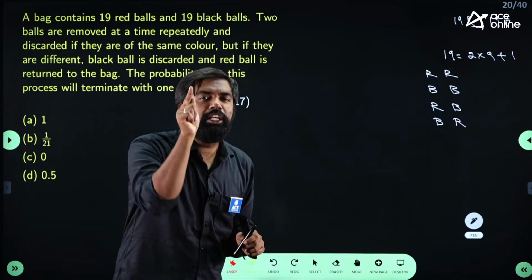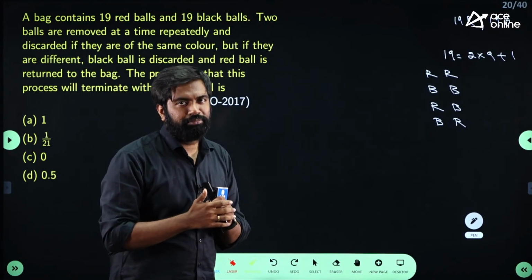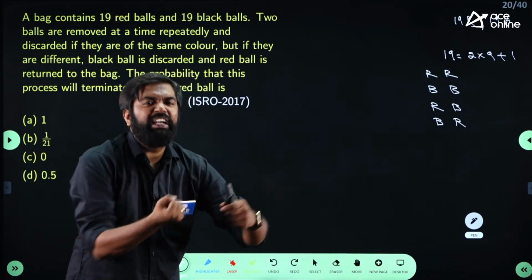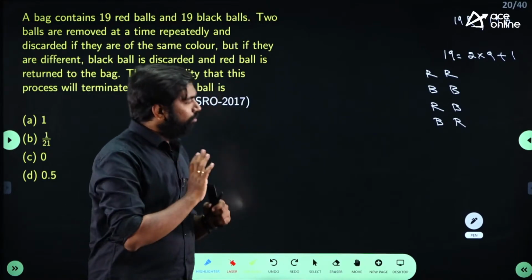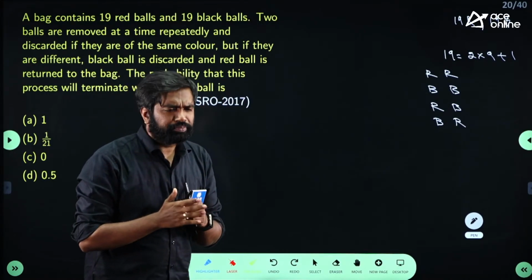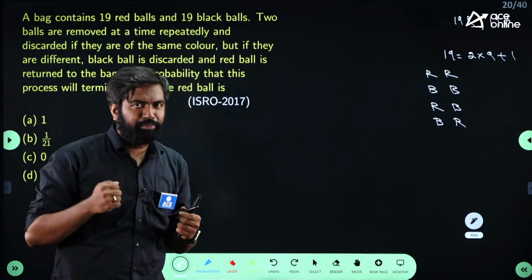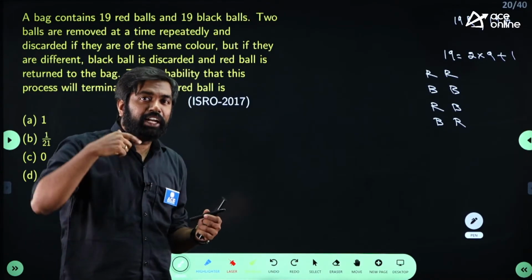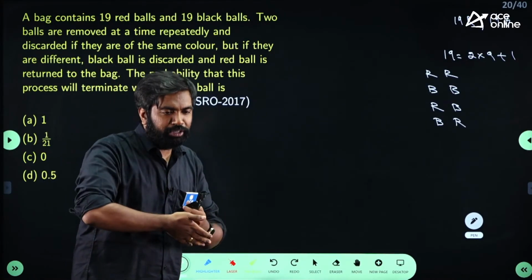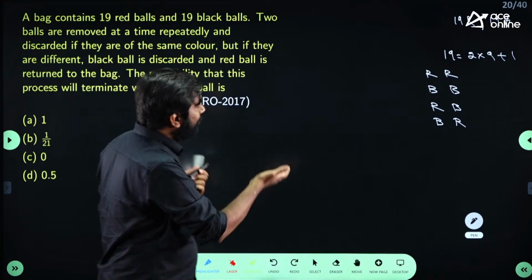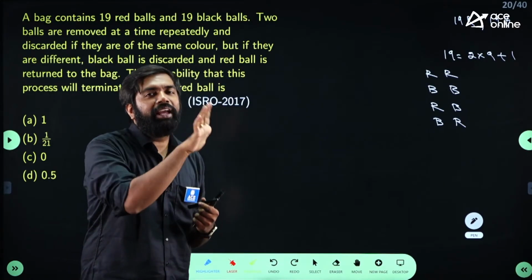Now only one red object and 19 black objects are there. I don't have a chance of picking two reds because there is only one red available. So one red and the remaining 19 black. Again I'll start removing only black. Two blacks at a time, I'll repeat this 9 times. By 9 more attempts, I would have removed 18 black. Since they are of the same color, they are discarded. Now one red, one black is left over.